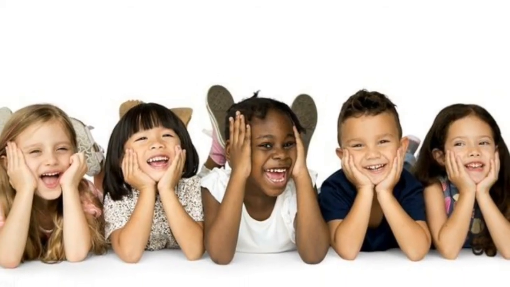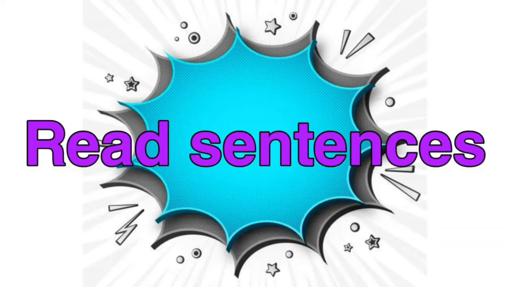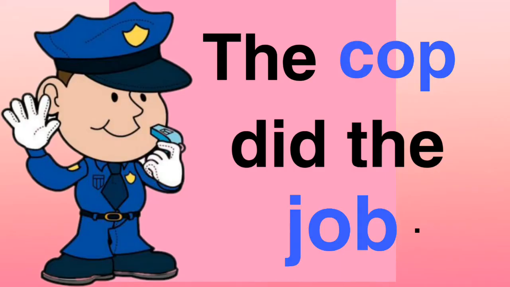Now get ready, kids, to read sentences. T, H, E, the. K, op, cop. D, I, D, did. T, H, E, the. J, ob, job. The cop did the job.